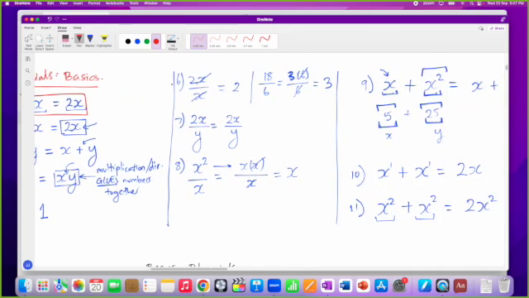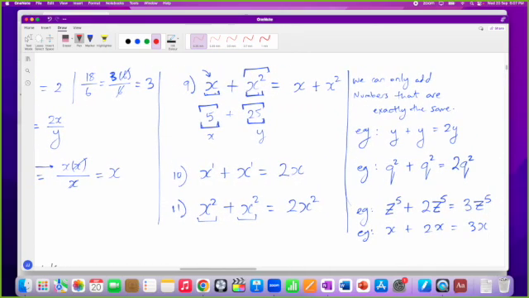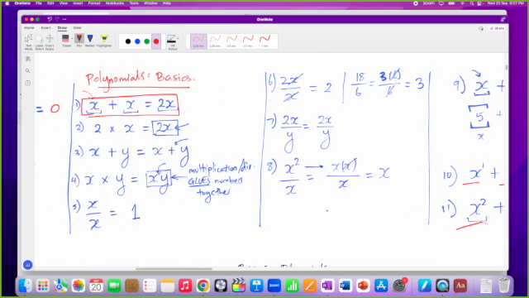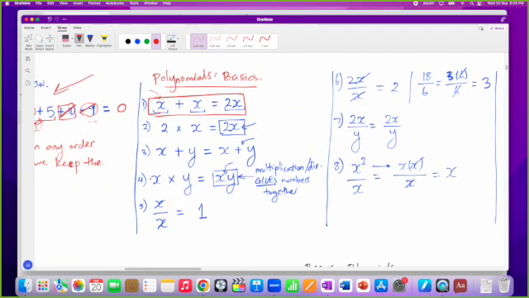And I think we wrote it down over here somewhere. We can only add numbers that are exactly the same. So our x could add to our x to give you 2x. Our x squared could add to our x squared to give you 2x squared. But you can't add our x to our y, or our x to our x squared. x plus x squared, you can't add that.